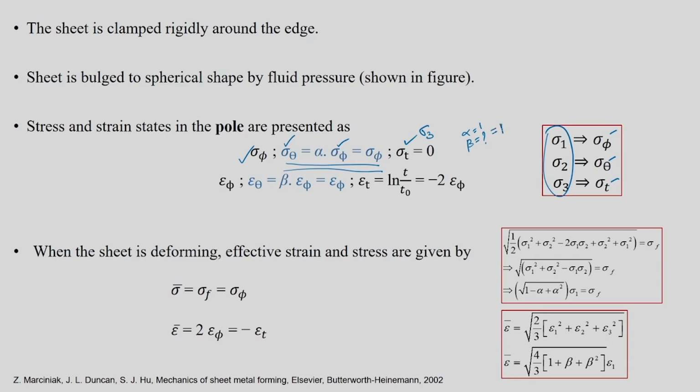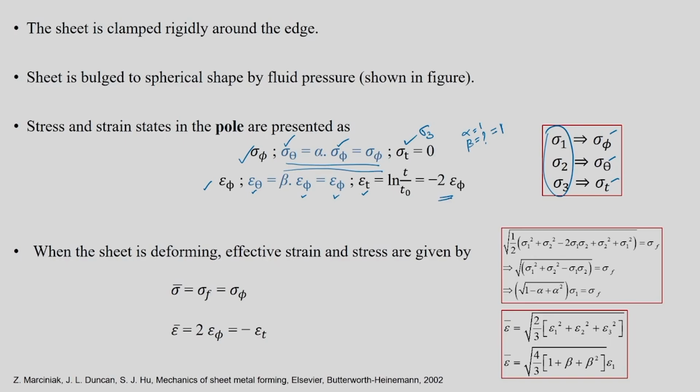Okay. So, epsilon phi is going to be there, and epsilon theta would be equal to beta of epsilon phi, which is going to be epsilon phi only. And epsilon t can be written as ln of t by t naught, that is, the new thickness divided by the original thickness at any location. And if epsilon theta is equal to epsilon phi, then you can write epsilon t as minus 2 epsilon phi. We have already seen this.